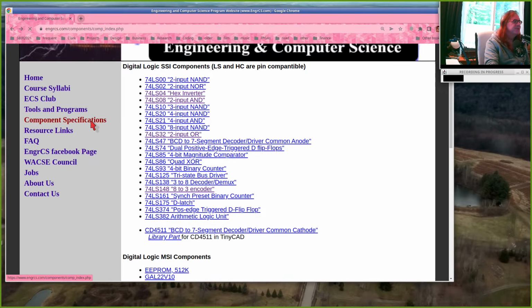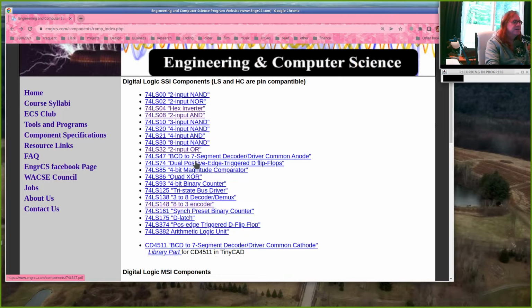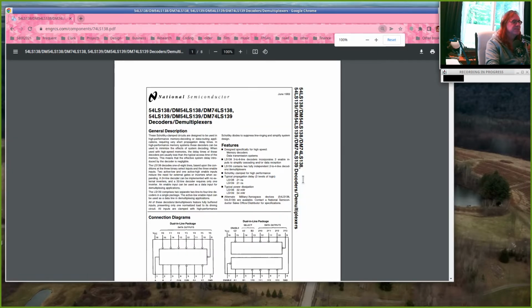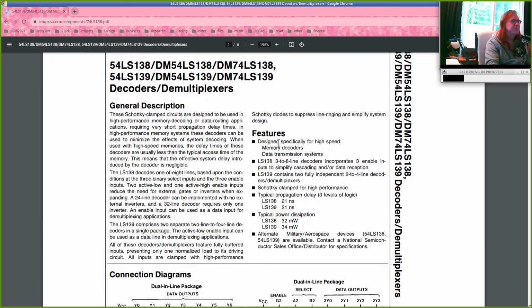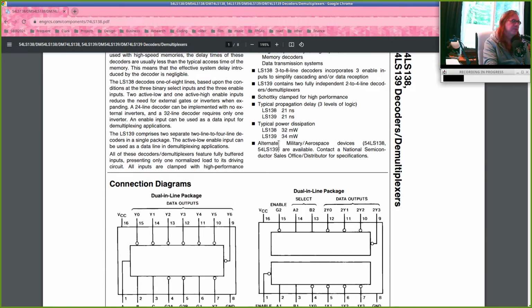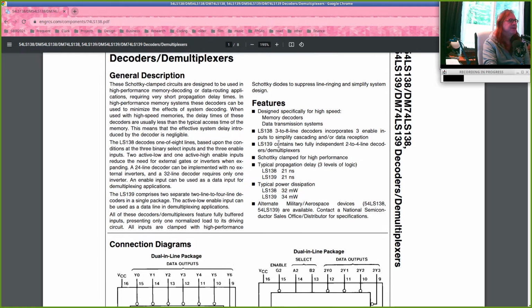ENGR250.com, the component specifications page, and 74138. This is a demux, and it's a 3 to 8 demultiplexer. Let's just take a quick look through the data sheet, because there are things in here that we'll see again and again in data sheets. So this is the overview, the sales pitch, right? Features and so on and so forth.